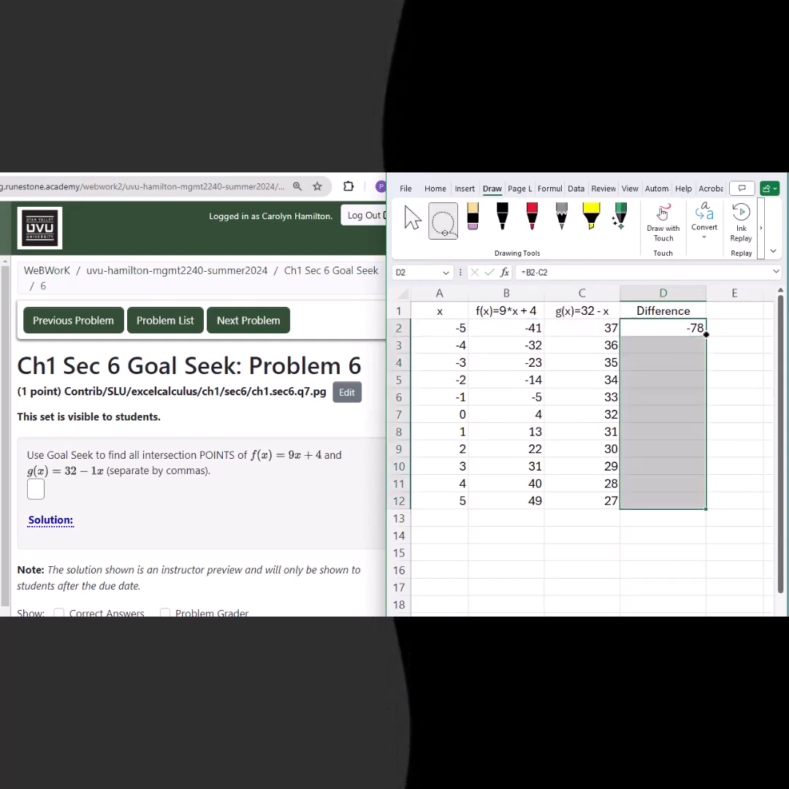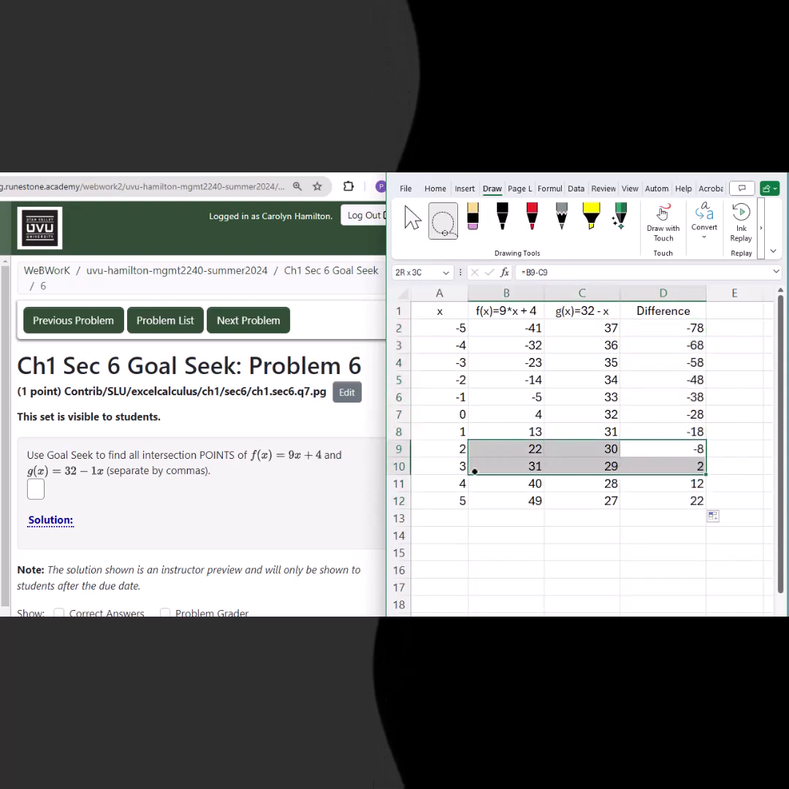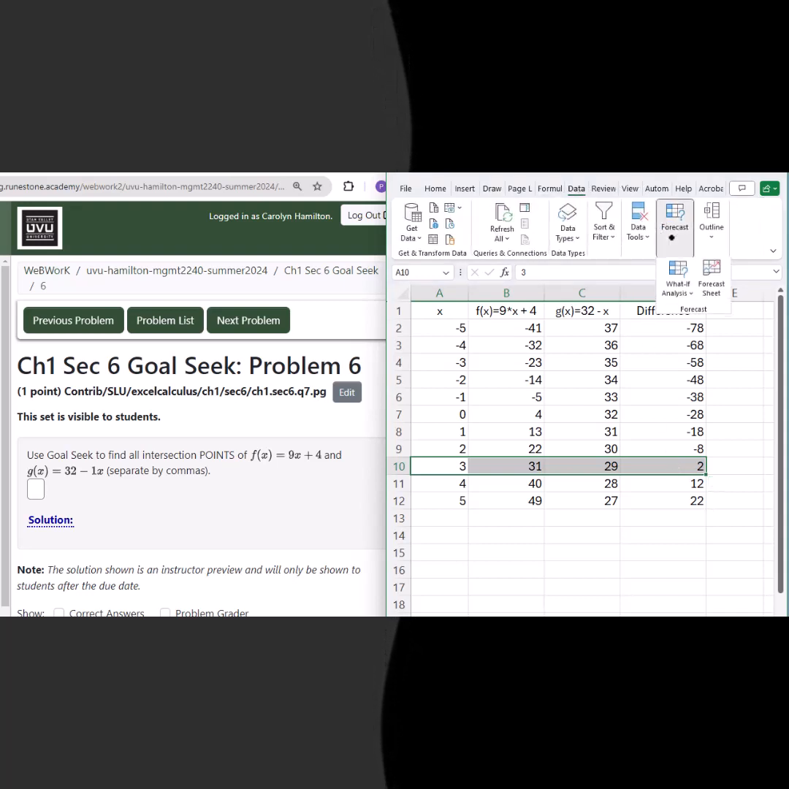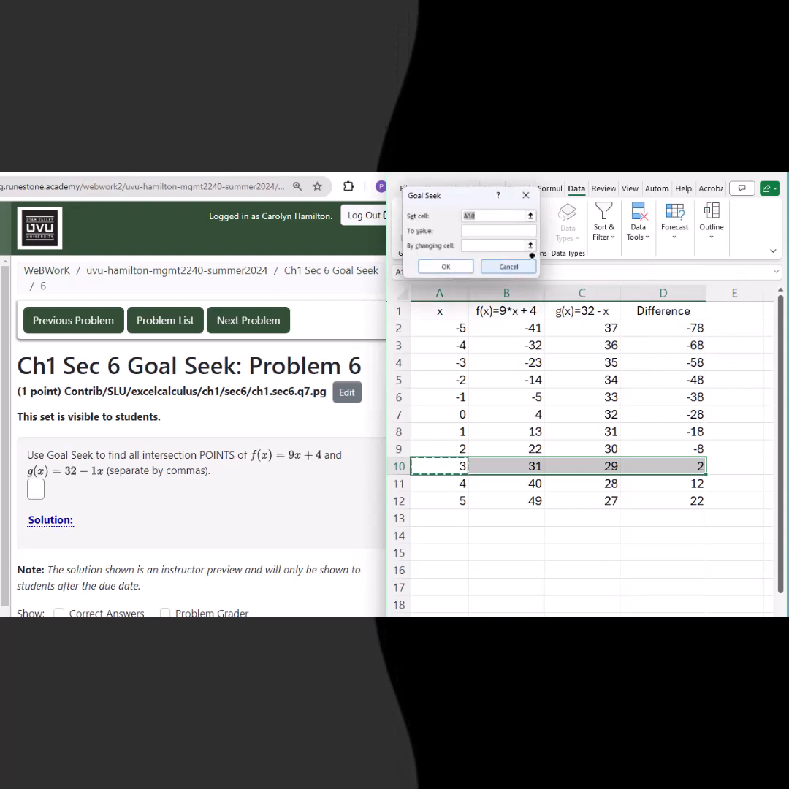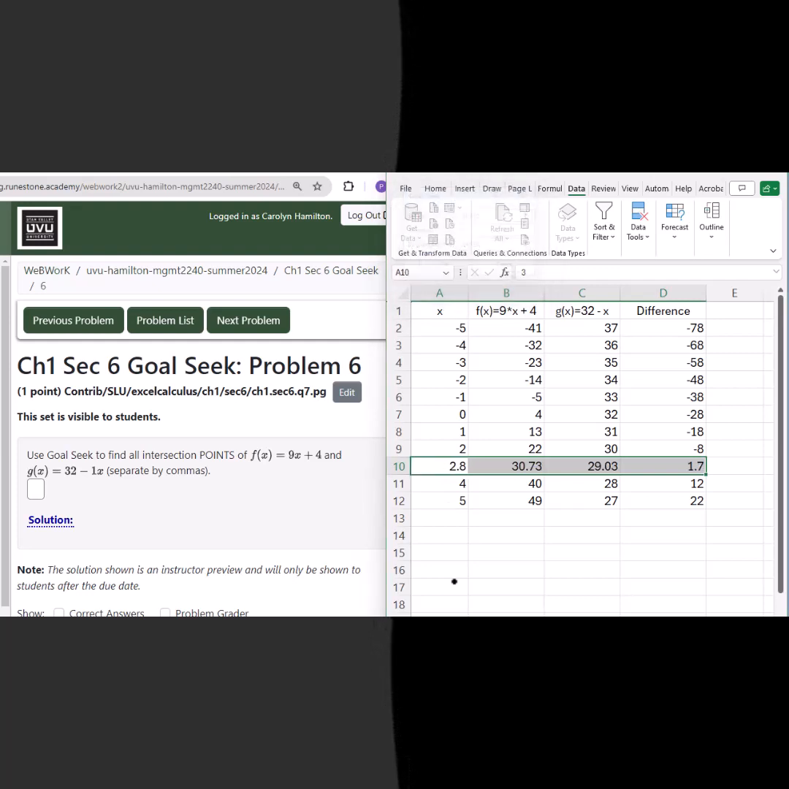And at first, that value is negative, and then it turns positive. Somewhere in between the negative value and the positive value would be a value where it's exactly 0. So take your row that has the value closest to 0, and we'll do a goal seek. Set the difference cell equal to a value of 0 by changing the x coordinate. There we go. X is 2.8 and 29.2 for both the f and the g values.